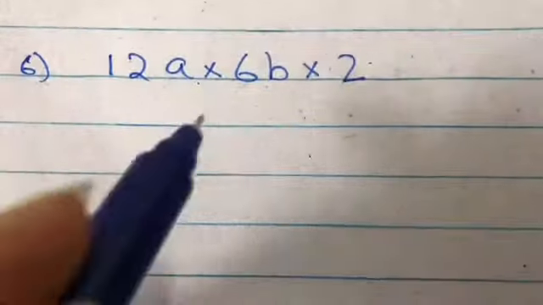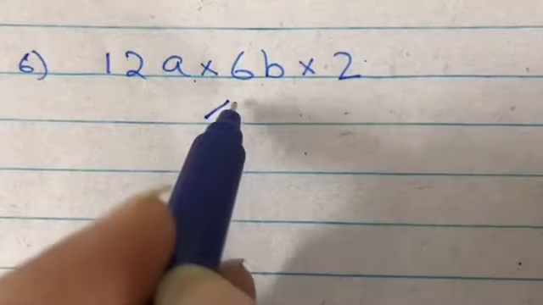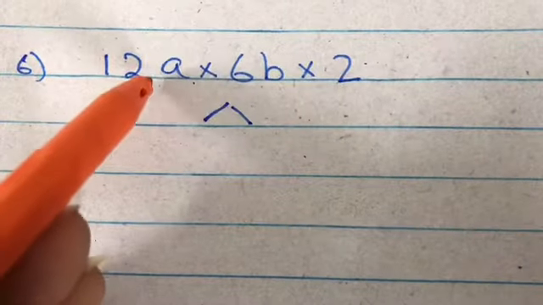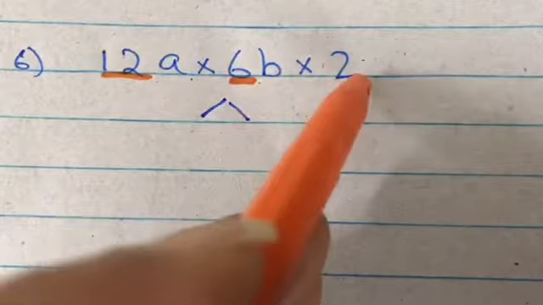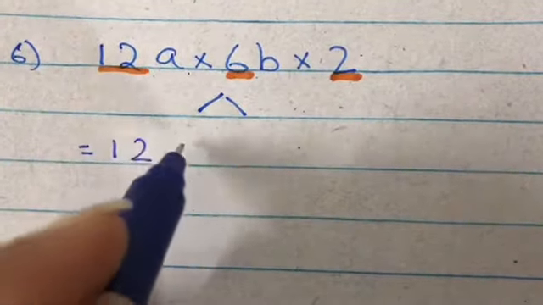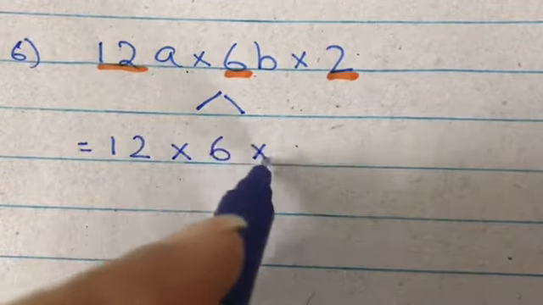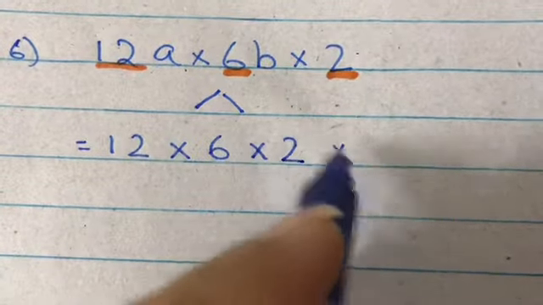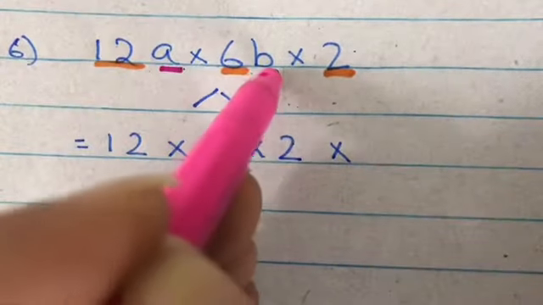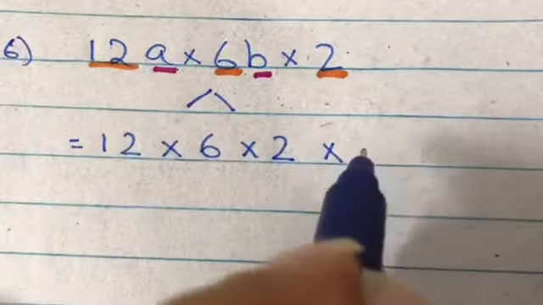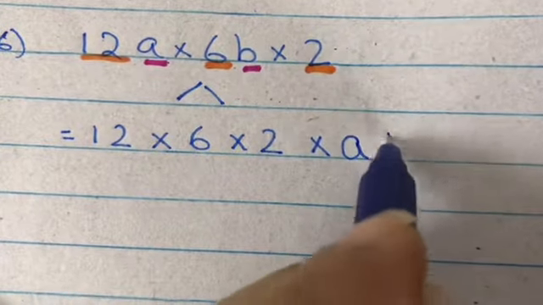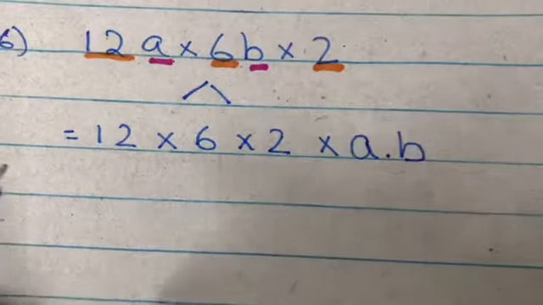Now I have to separate the numbers and separate the letters, right? I have a 12, I have a 6 and I have a 2, right? I write them all down together. First, write down the numbers, then write down the letters. Now a, b, right? I have an a and a b. a multiplied by b, so I put a dot b. In between the letters, you put a dot.